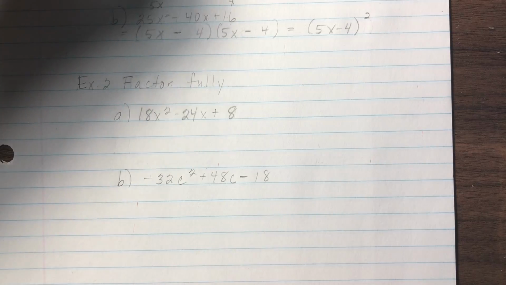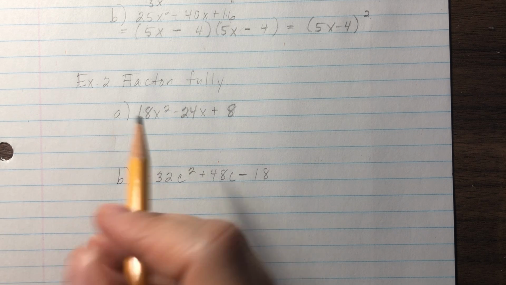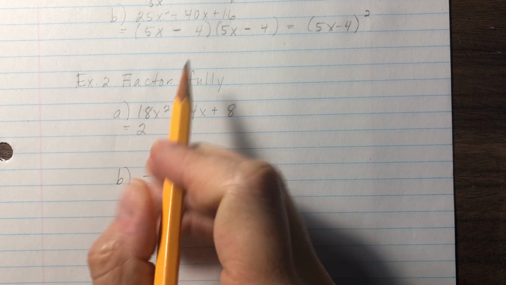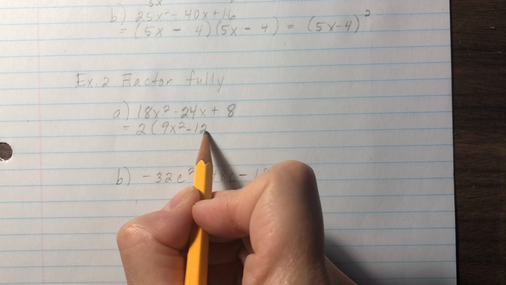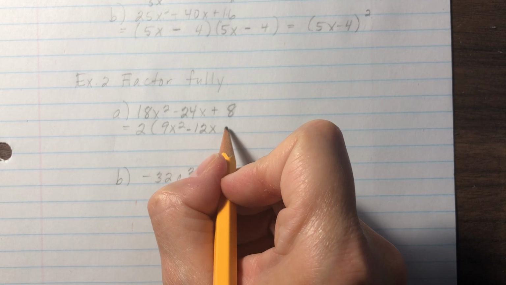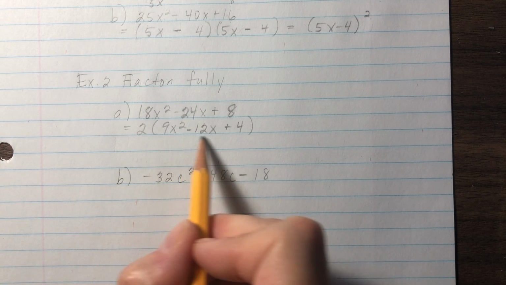Let's look at 2. It says fully factor. So again, we should look for common factors first. 18x squared minus 24x plus 8. All three terms are divisible by 2, so I'm going to factor out a 2, leaving me with 9x squared minus 12x plus 4.